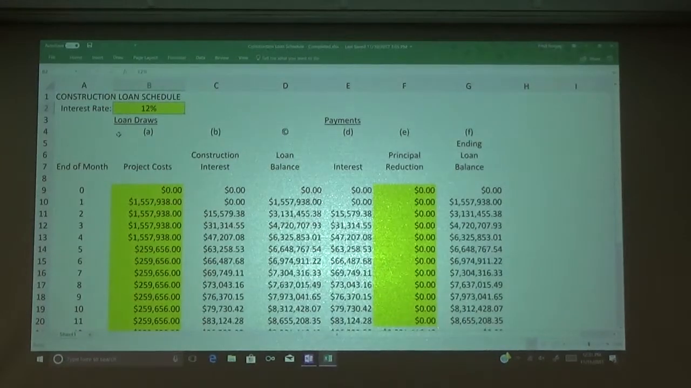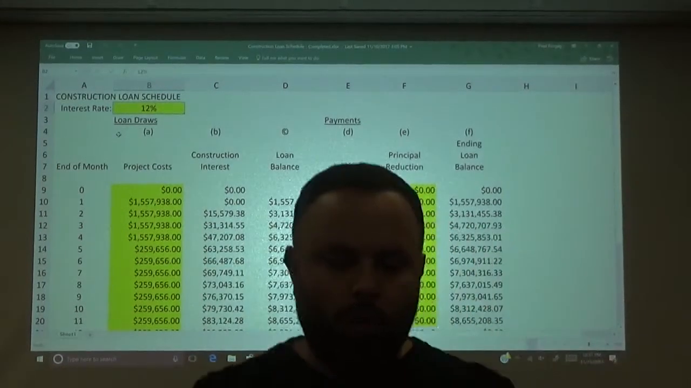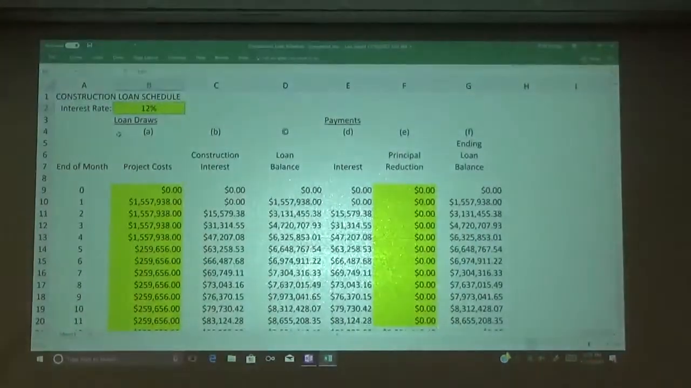Which one's that? Or the construction loan schedule. Zoom out. I zoom out? Yeah, it's the same thing. No, that's, she doesn't need it. Oh, okay. Okay, does everybody have everything pulled up?